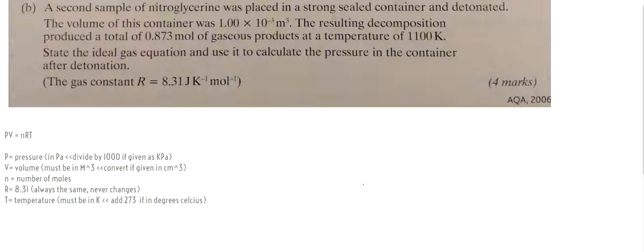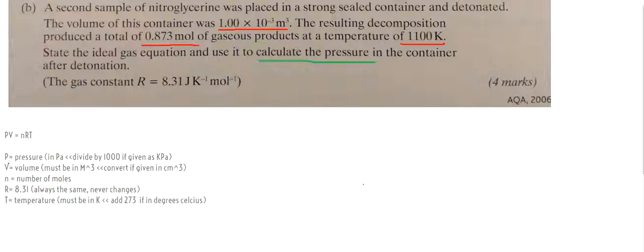Here it says the volume was 1 times 10 to the minus 3. The decomposition produced a total of 0.873 moles at a temperature of 1100 kelvins. So the whole point of this question is to use it to calculate the pressure. So we are finding out the pressure.